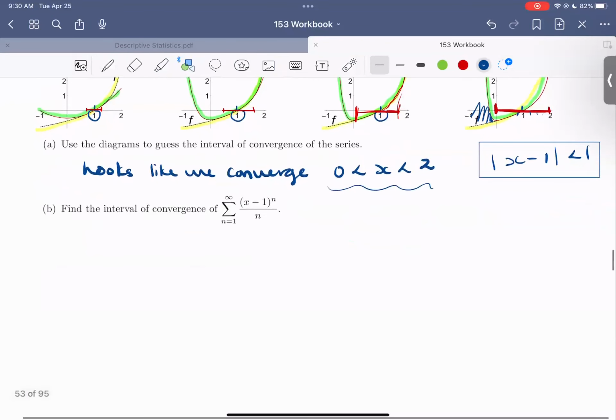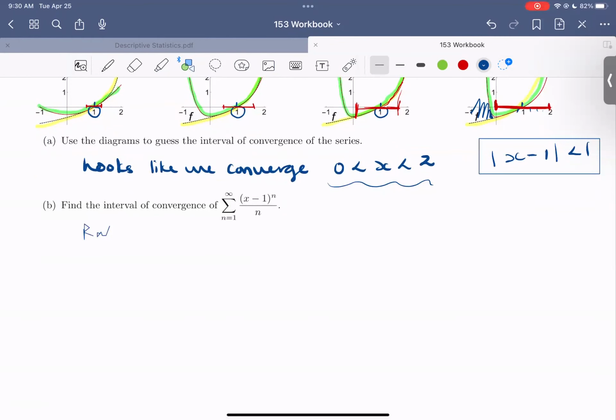To determine that interval, we are going to use the ratio test. This is the same procedure that you're going to use when considering the convergence of any power series you're given. Ratio test, this is always how we start out. We need to consider the limit as n goes to infinity of the absolute value of a sub n plus 1 over a sub n.